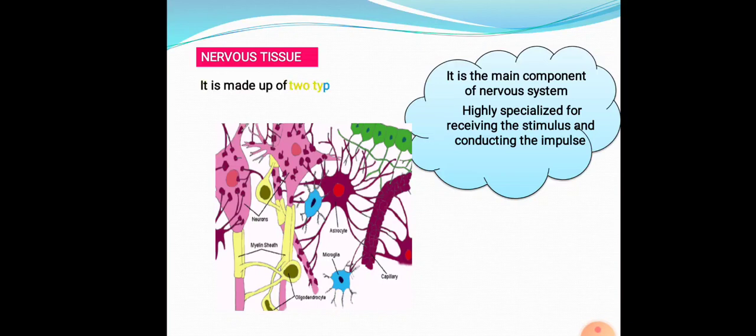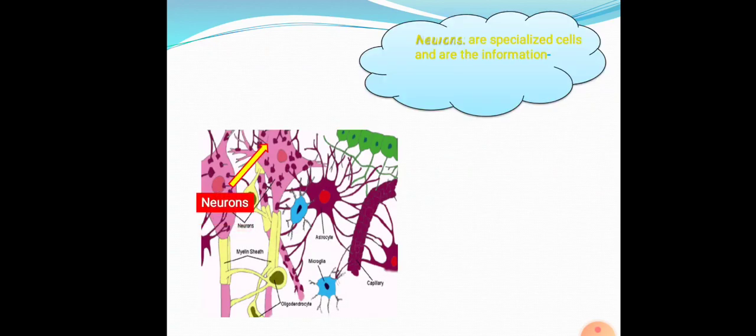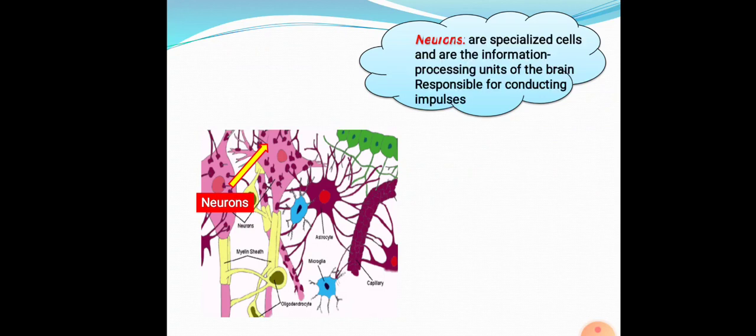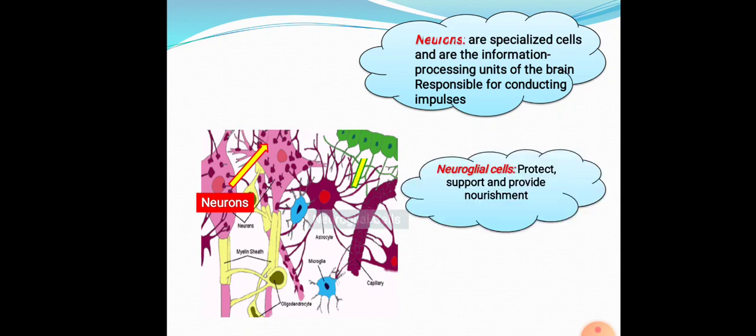And nervous tissue is made up of two types of cells. Those are neurons and neuroglial cells. Neurons are the specialized cells and are the information processing units of the brain, and these are responsible for conducting the impulses. The neuroglial cells can protect, support and provide nourishment to the neurons.